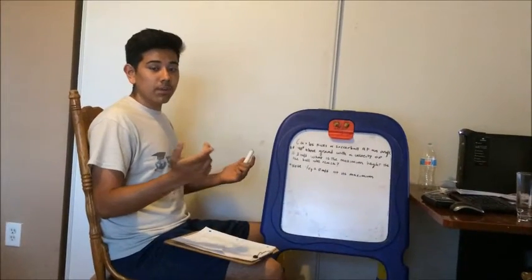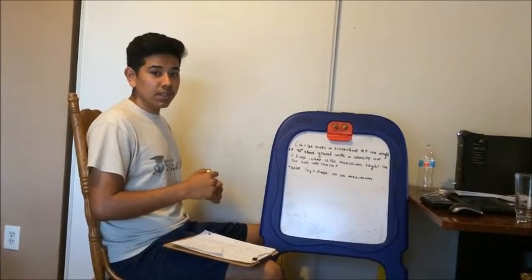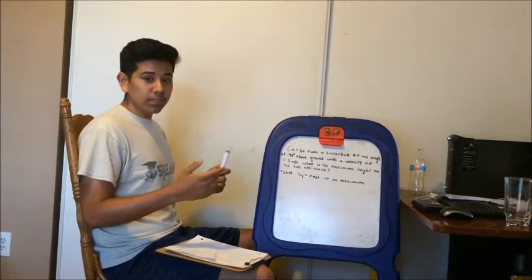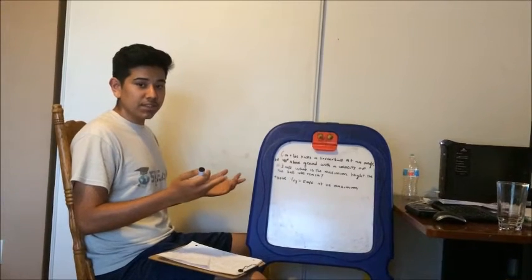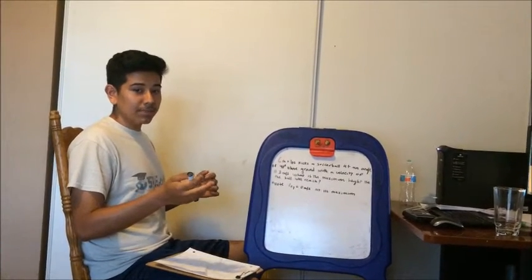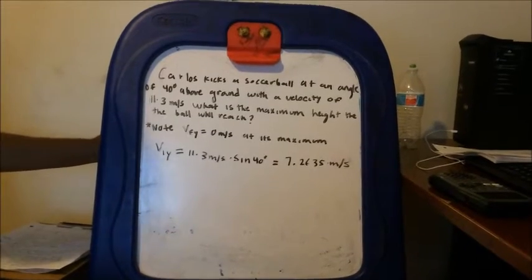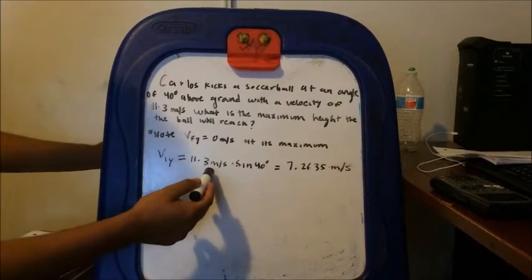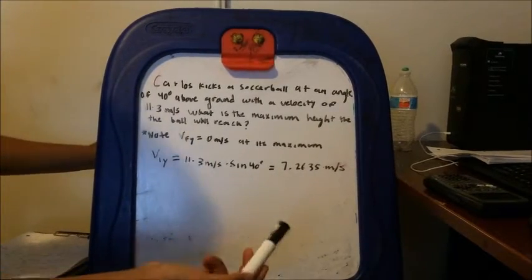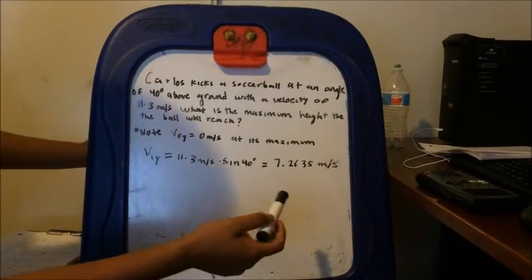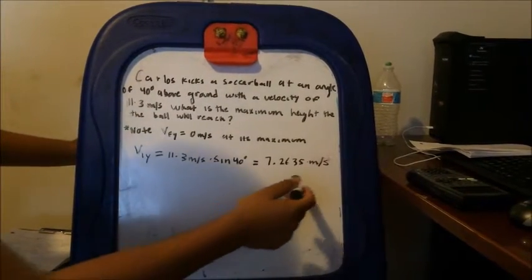Alright, so to solve this problem, we must first find the initial vertical velocity so that we can then find the maximum height that the ball reached. After we find those values, we will substitute that into a second equation, taking into consideration that the final velocity of y is 0 meters per second at its maximum height. Ready? Alright, so to find the initial vertical velocity, what we did was multiply the initial velocity by the sine of theta, which in this case was 40 degrees. Now we did these calculations beforehand, and it turns out to be 7.2635 meters per second.